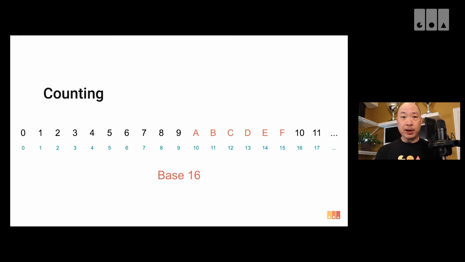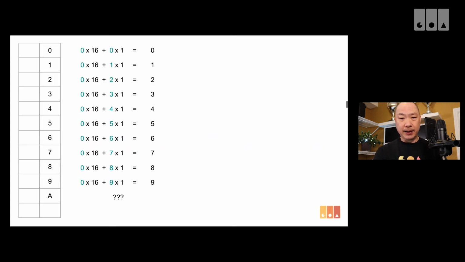And then at that point, we've hit 16 symbols. So in hexadecimal, now we need to flip over to two digits. Now we have the number 10, and the number 10 in hexadecimal represents the number 16. Okay, let's take a look at it this way.